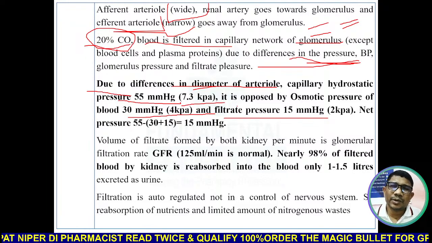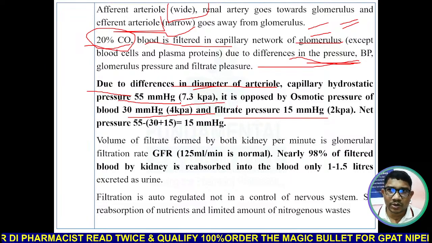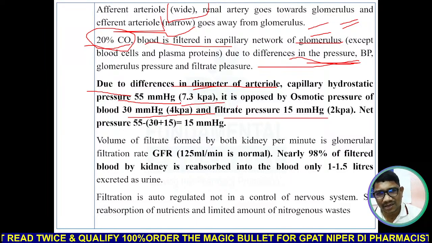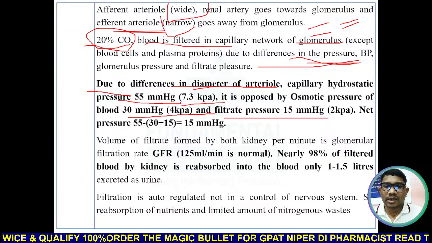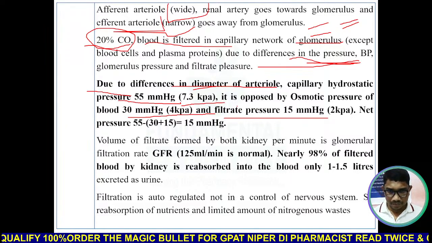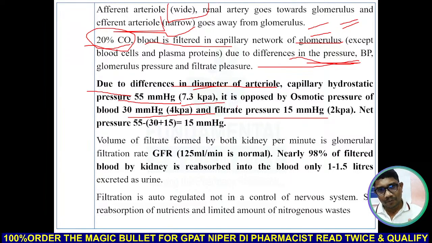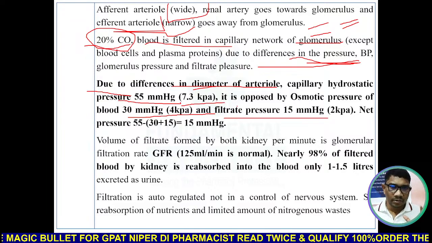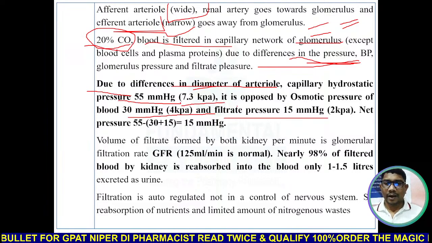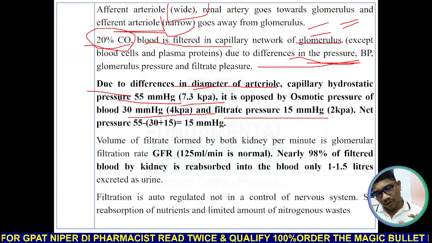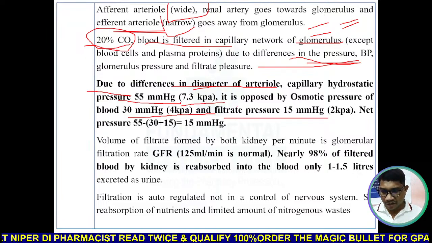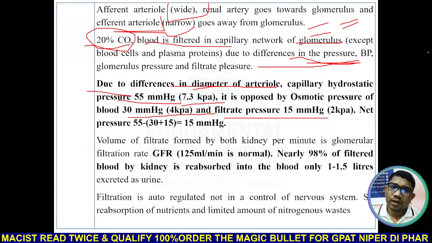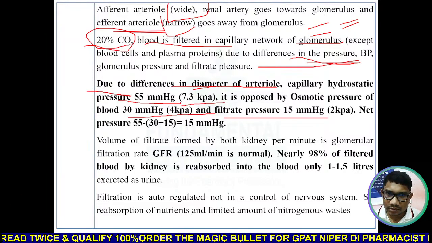So due to difference in the size of afferent arteriole and efferent arteriole, there is a creation of hydrostatic pressure in the capillary of glomerulus, which is around 55 mercury millimeter. Now this pressure is opposed by osmotic pressure of blood, which is 30 mercury millimeter, and filtrate pressure, which is 15 mercury millimeter. So what will be the net pressure of the filtrate here? 55 minus 30 plus 15.